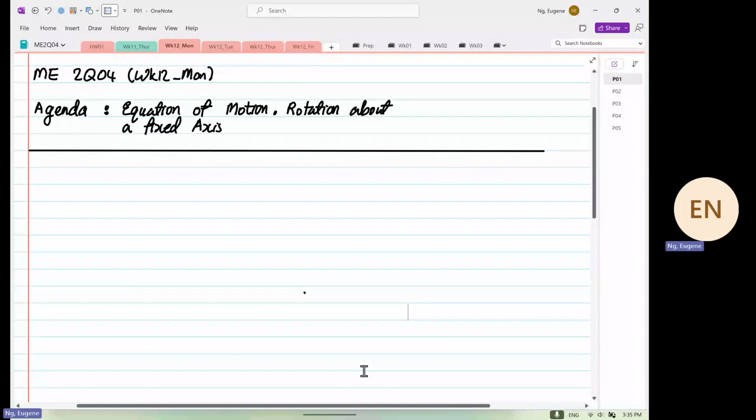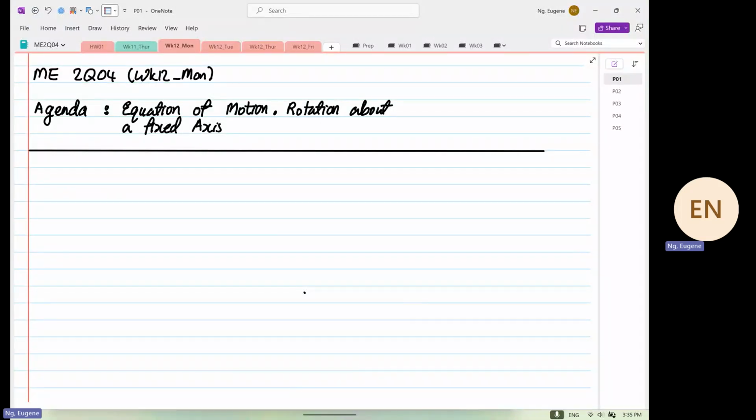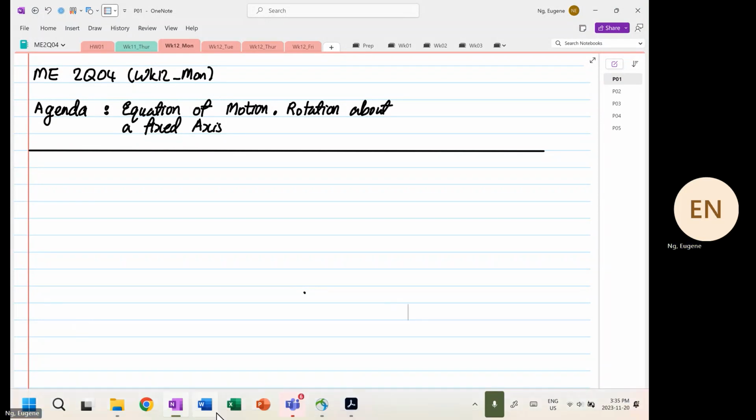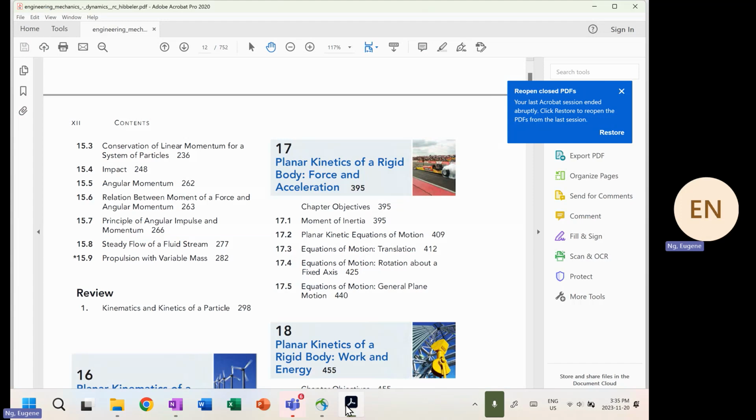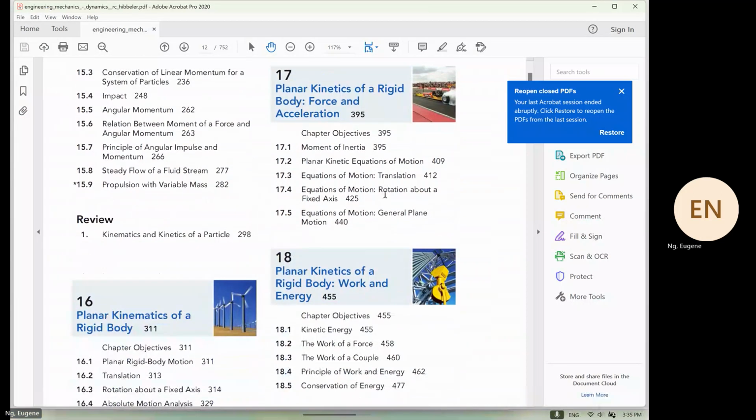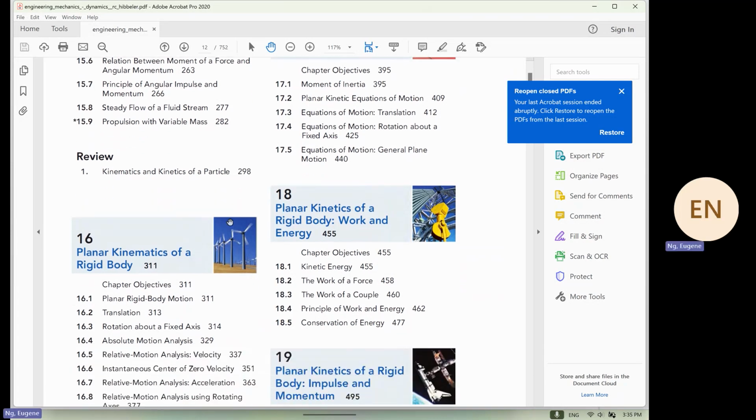So just to give you a level of perspective, where are we in terms of syllabus? We finished chapter 16. We're now on chapter 17. Today, we're going to do rotation about fixed axis. And then hopefully by the end of this week, we could finish general plane motion. Next week will be chapter 18, work and energy. And work and energy is the last chapter that we're going to do.